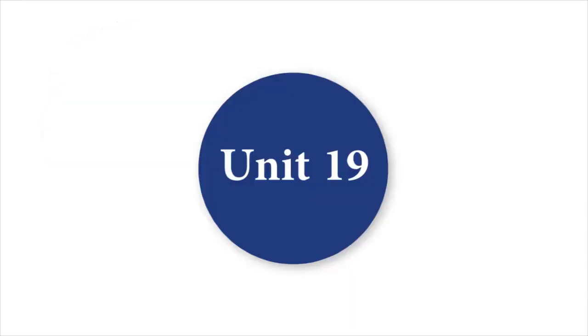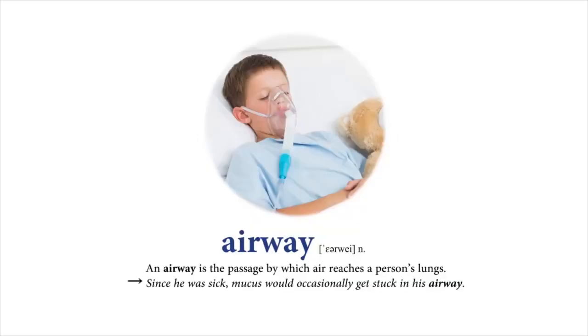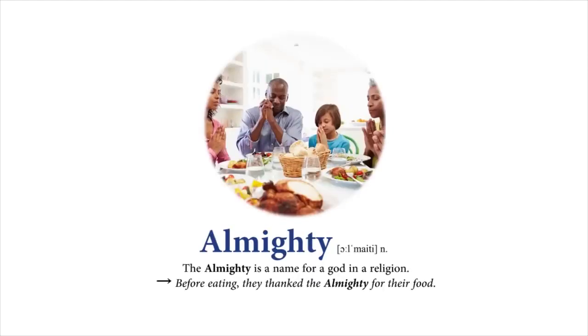Unit 19. Word list. Airway. An airway is the passage by which air reaches a person's lungs. Since he was sick, mucus would occasionally get stuck in his airway. Almighty. The Almighty is a name for a god in a religion. Before eating, they thanked the Almighty for their food.